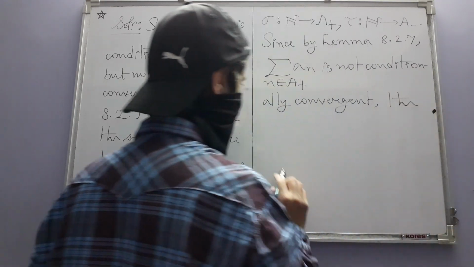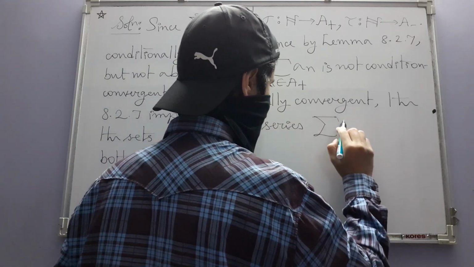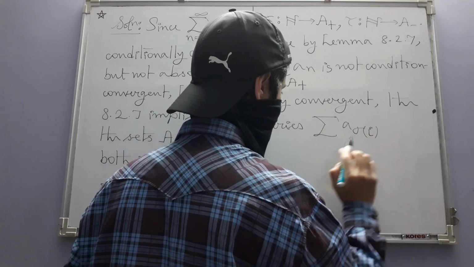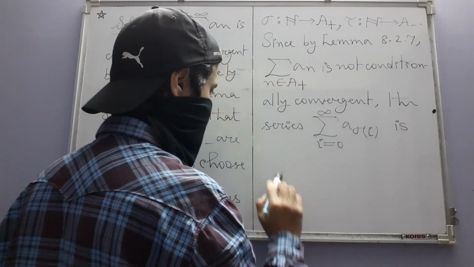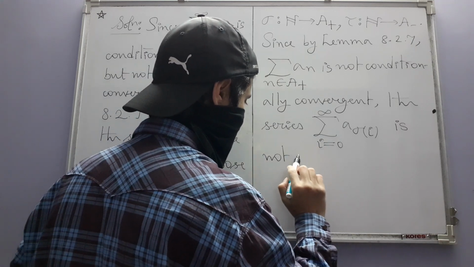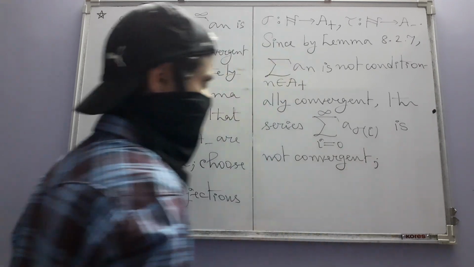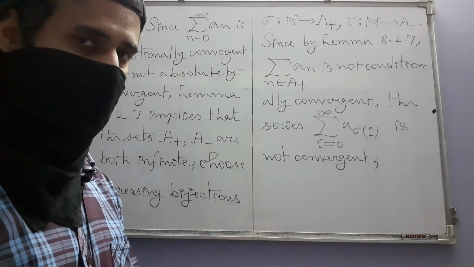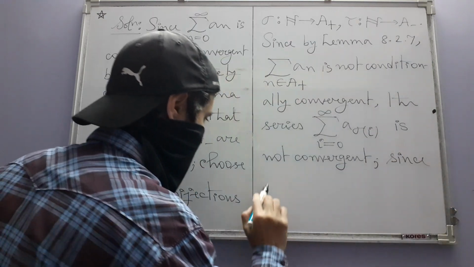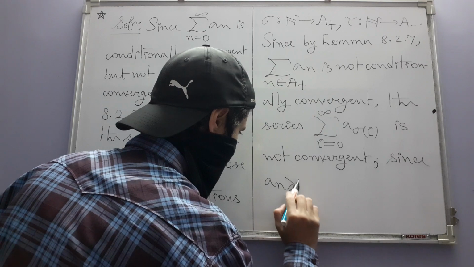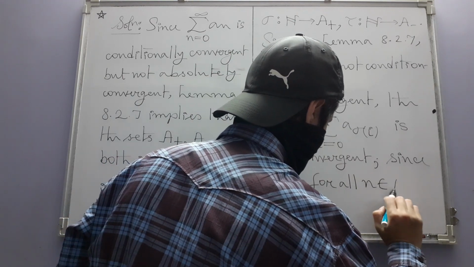The series summation a_sigma(i) is not convergent. Not convergent means divergent, of course, by definition. But it's not just simply a divergent series, it's a special kind of divergent series. Since a_n is non-negative for all n belonging to A plus.